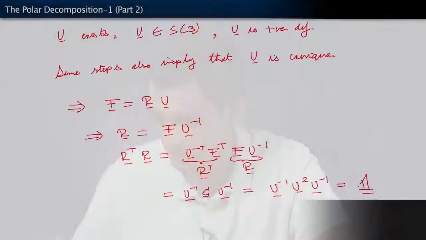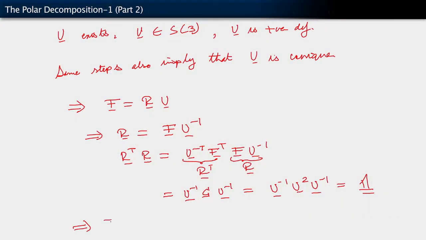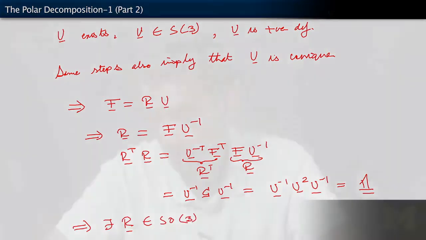So what have we just done? We've demonstrated that R exists. R can be defined as F U inverse. We've demonstrated that R transpose R equals the isotropic tensor. So what we've just demonstrated here is that indeed there exists an R belonging to SO3. This symbol, by the way, the reversed E, means there exists. So we've essentially concluded that our right polar decomposition exists and is unique.